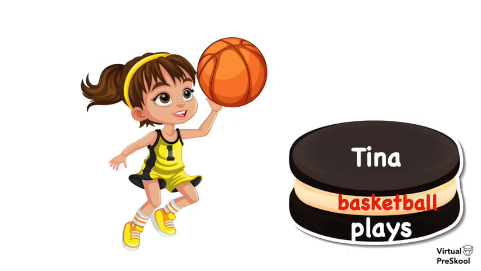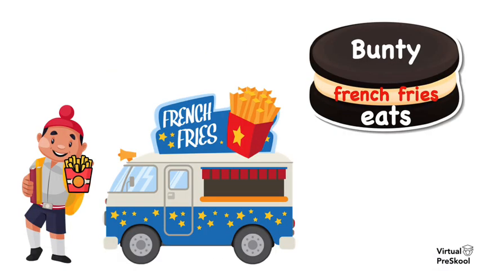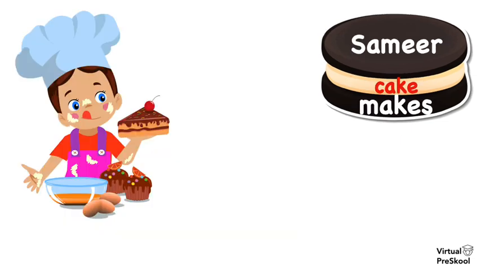Tina basketball plays. And Bunty French fries eats. Well, these sentences sound silly, right? But remember, we scrambled the words in a different order because that's how we would say them in Hindi. Next, we need to turn these sentences into Hindi sentences. And we're going to see how to do that now.